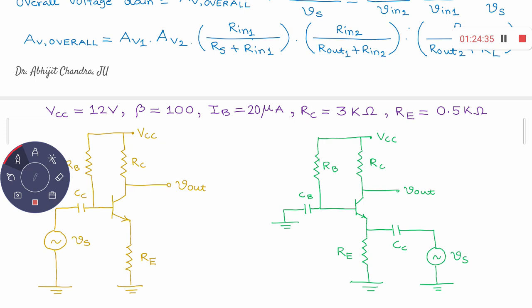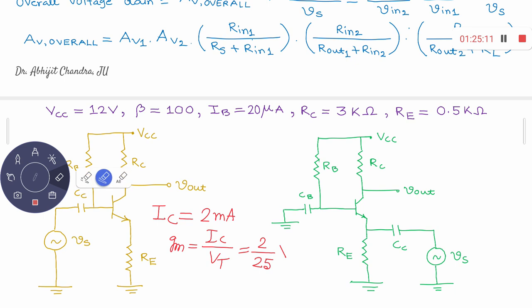IC is 2 milliampere. IC is equal to beta IB, 2000 micro, that means 2 milliampere. gm is IC by VT, 2 by 25, multiplied with RC. That is gm. That is gm, isn't it?